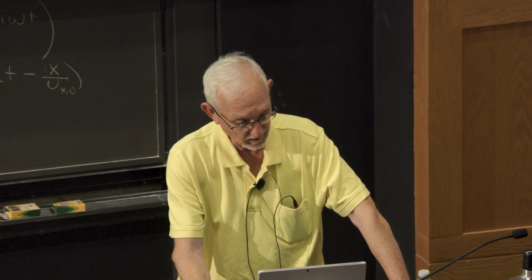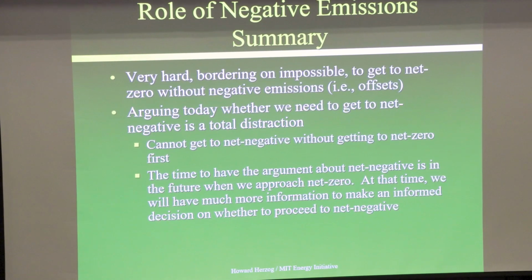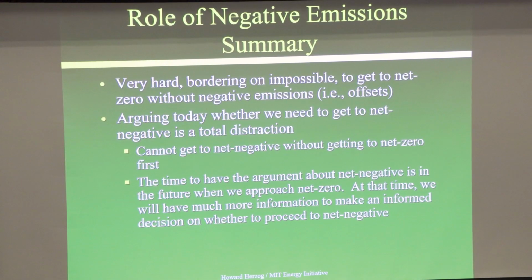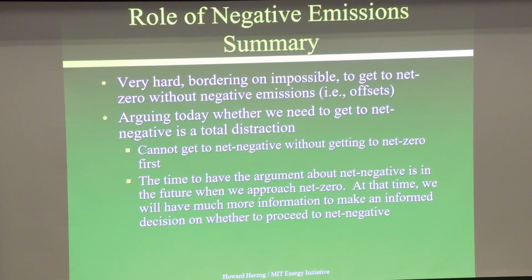So, in summary, it's going to be very hard or probably impossible to reach net zero without these negative emissions. But whether we're going to need to go net negative in the future, I actually think that is a distraction today when we're talking about it. And why is that? Because it's going to take us decades to get to net zero, and you can't get to net negative without going to net zero first.